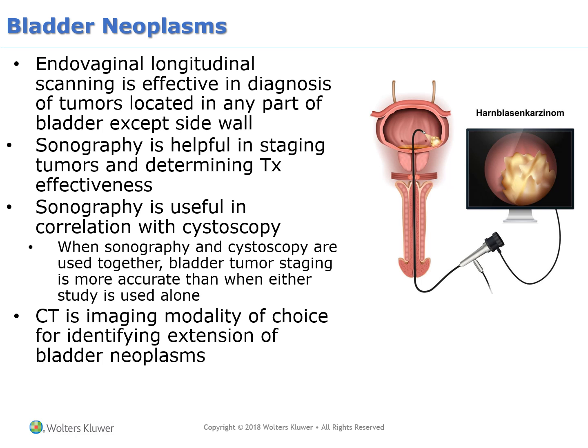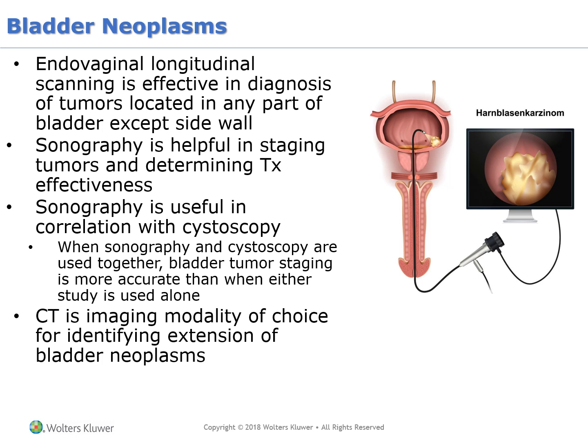Okay, we can do endovaginal scans to look at tumors, because it gives us a little bit of an up-close image of the bladder, but that's obviously only in our female patients. We can also be helpful in staging tumors and determining the treatment effectiveness. Sonography is useful in correlation with cystoscopy, so maybe one or the other can't do the job in full, so combining the benefits of each of them can be the best combination.